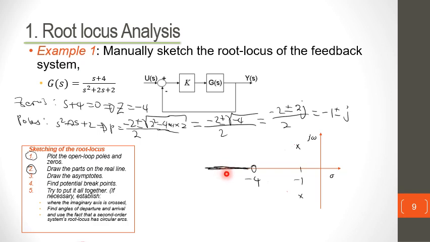So we look at the third step, we say draw the asymptotes. First of all, we can see one of the asymptotes is that this is going to go to infinity.